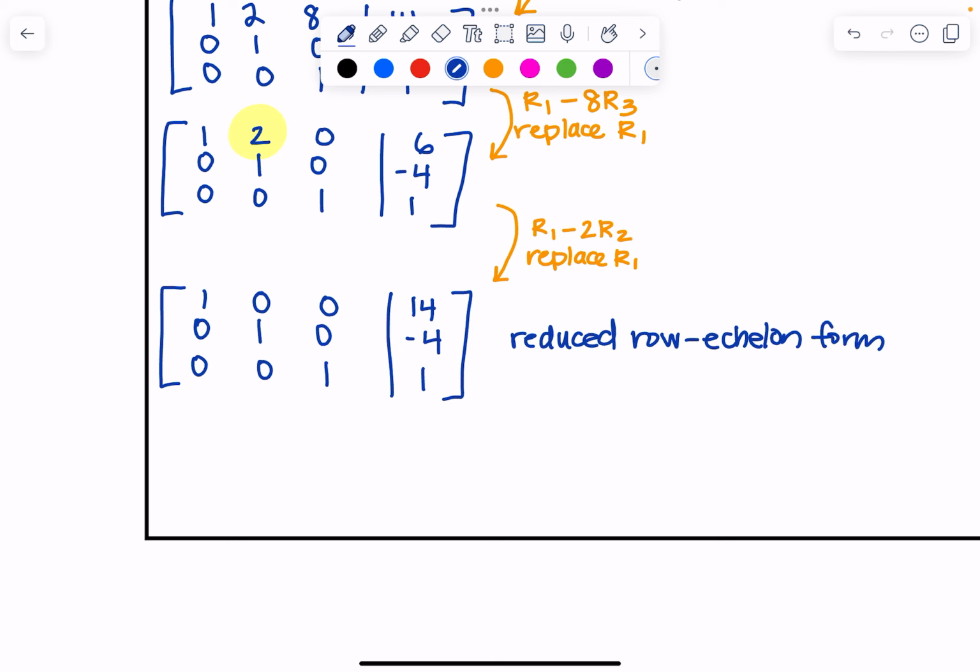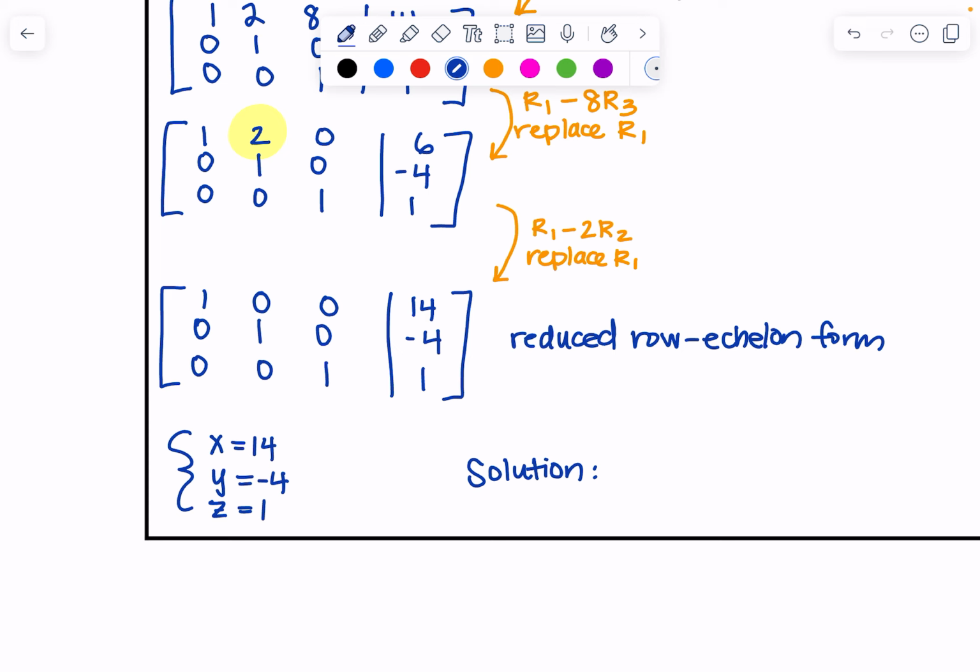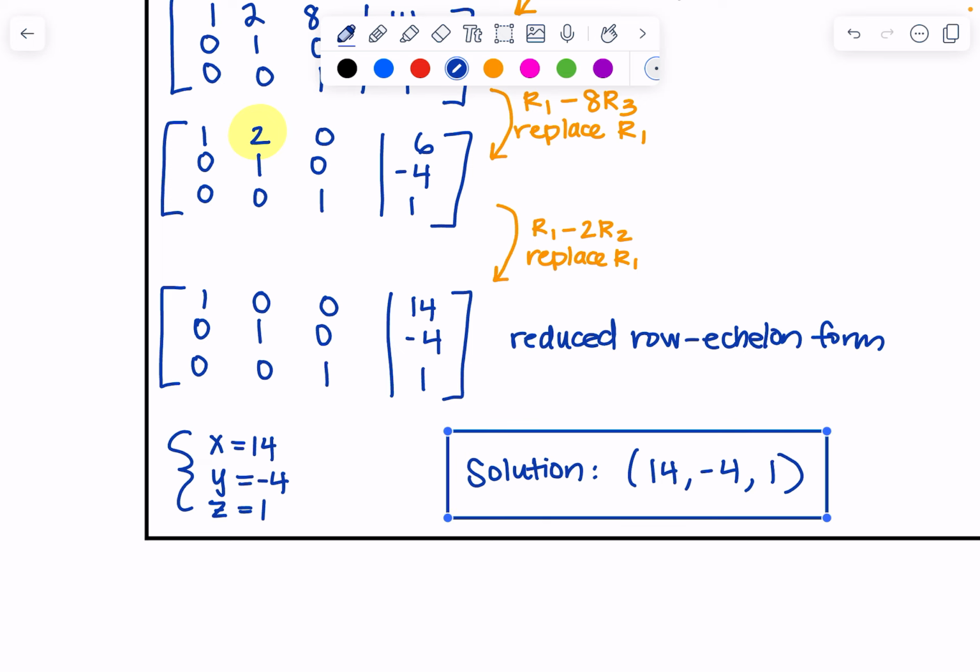So using Gauss-Jordan elimination, we get reduced row echelon form. Our system becomes x equals 14 with the top row, y equals negative 4 with the middle row, z equals 1 with the bottom row, and then if we wanted to write it as, I guess a point, we would write 14, negative 4, 1. And then to check our answer, we could plug that into our original system.